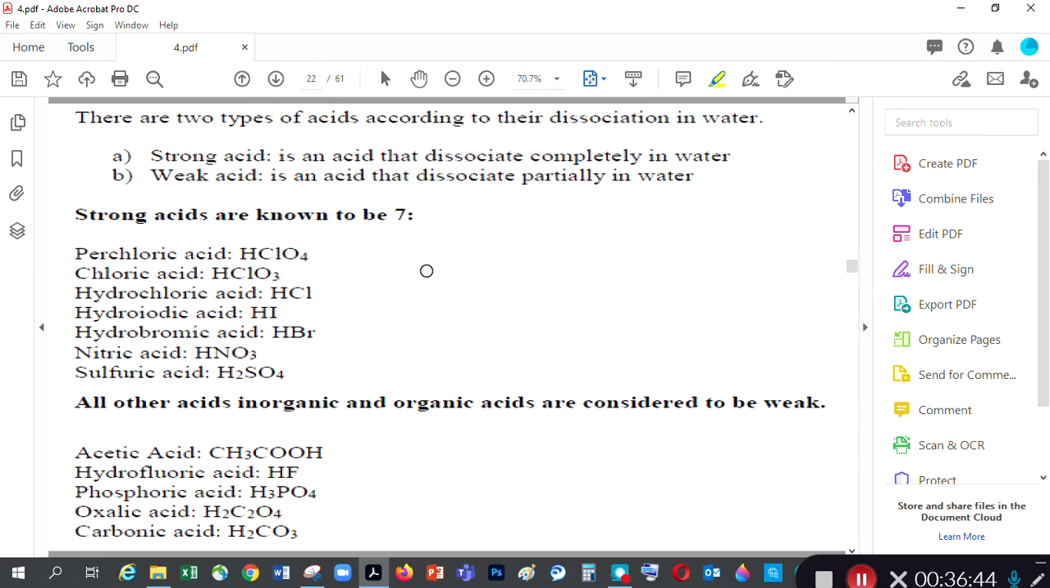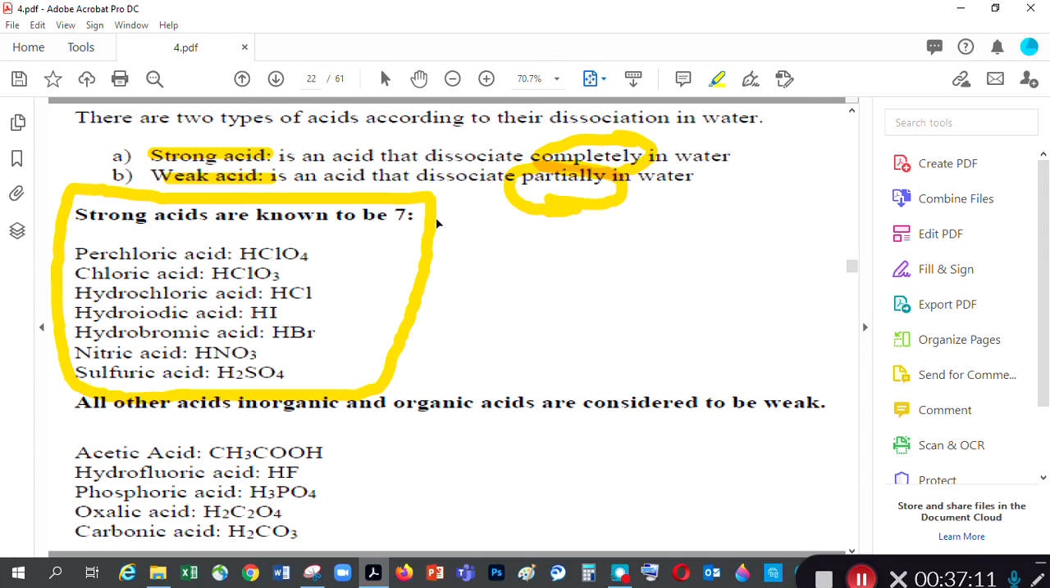There are two types of acids according to their dissociation in H2O. We have strong acid and we have weak acid. Strong acid is an acid that dissociates completely. Weak acid is an acid that dissociates in H2O partially, not 100%, but less than 100%. And you can memorize this, it's very important. We have 7 strong acids in chemistry. All the other acids are weak.